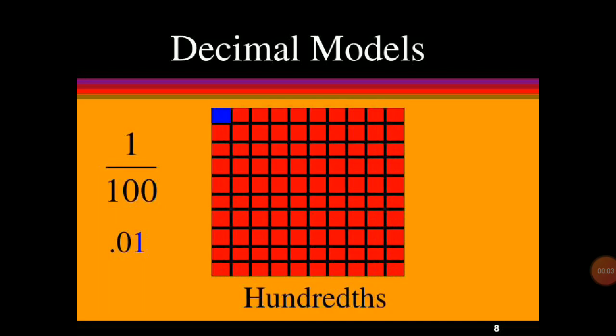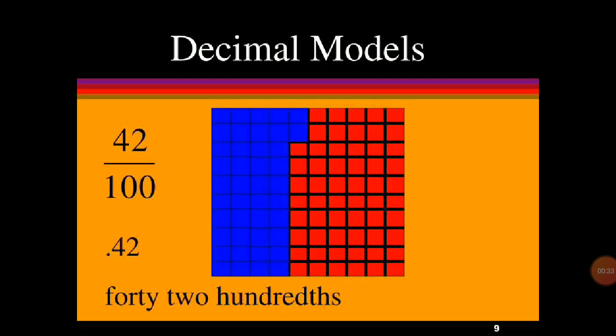Now next is the decimal model for hundredths. Here, in the hundreds box, out of 100 one part is shaded, and the shaded part is denoted by blue color. So it can be written in fraction as 1/100 and in decimal it is written as 0.01.